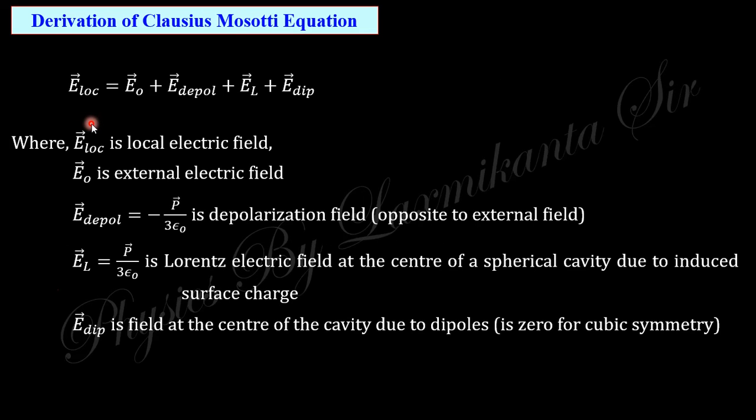If we want to derive this relation, we need to know about the local field. In the last lecture, we discussed the local field, that is the small region electric field. This actually depends on these four terms. E naught is the external electric field. E depolarization, you know about the depolarization field, where the surface charge opposes the applied field. That's why this negative sign arises here. E L is the Lorentz electric field, the positive part, where P is the polarization, and E dip is the field at the center of the cavity due to dipoles, that is the dipole electric field. So finally, the total local electric field will be like that.